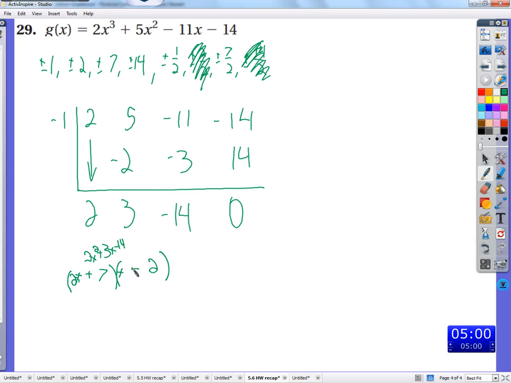So we get the factorization 2x plus 7, x minus 2. Agree? Disagree? Agree. Puzzled look? Why are you puzzled? I just don't really understand what she's doing, because I did it how we did the last problem. And I got 2 as one of the zeros. Oh, 2 as one of the zeros.